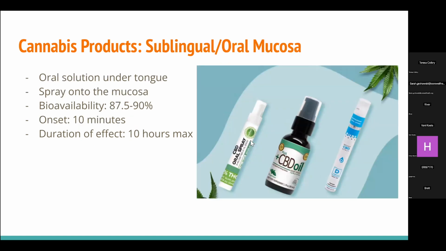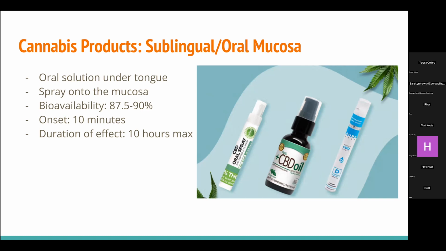You can also get sublingual products or products that you spray onto the oral mucosa. The oral solutions are just put under the tongue and absorbed, or there are different sprays you can use for the mouth. These solutions contain extracted cannabinoids from the plant itself. It has a really high bioavailability, like 87 to 90%. Fairly quick onset of action of 10 minutes and a pretty good duration of effect, about 10 hours max.